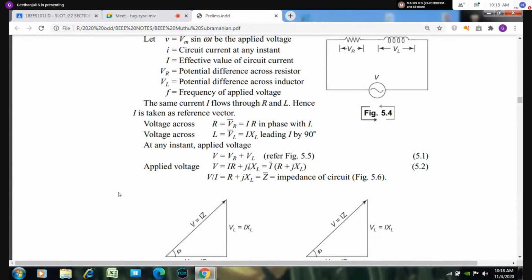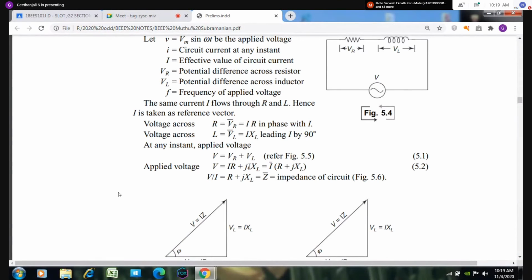Only for the VL. So you take the I outside, the remaining term will be R plus jXL. So V divided by I, you take it to the left side, R plus jXL is equal to Z. So the impedance of the circuit is what? R plus jXL. What is XL?